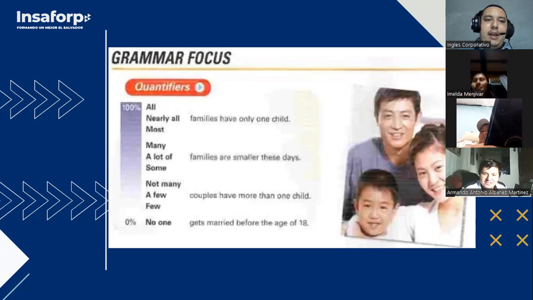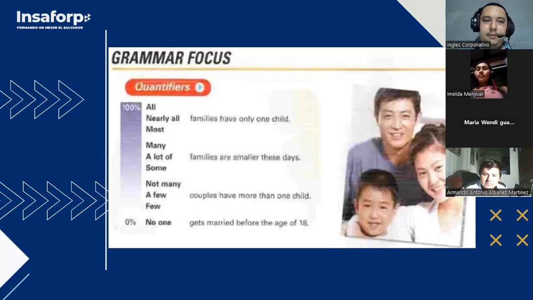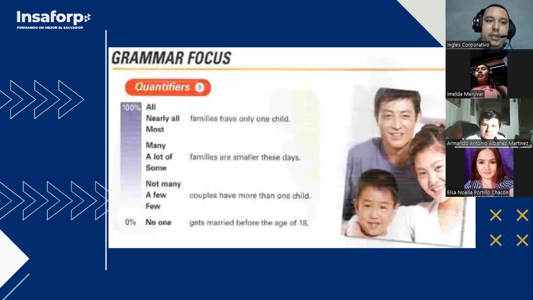Can someone tell me another example of not countable things? Sugar. No, we already mentioned that, sugar. Another one. Water, water. Water, we already mentioned that at the beginning of the class.